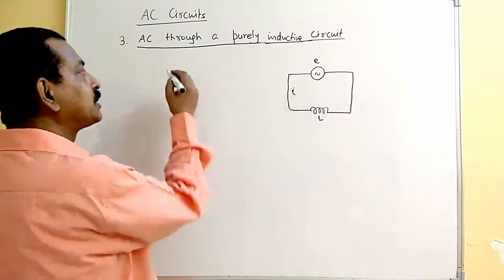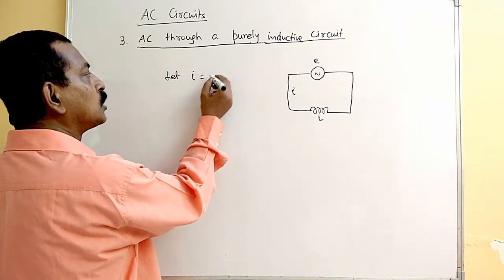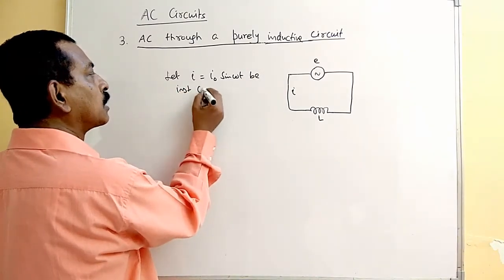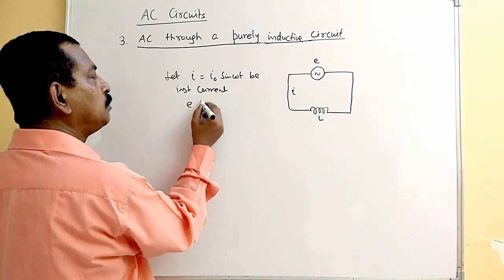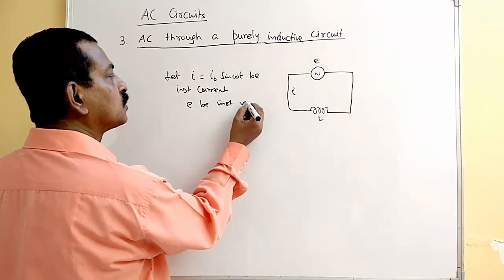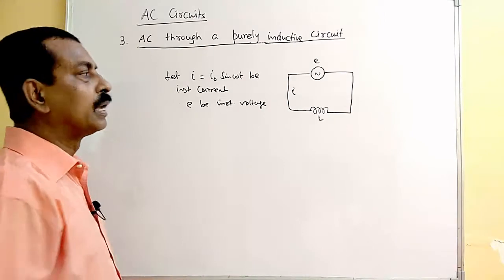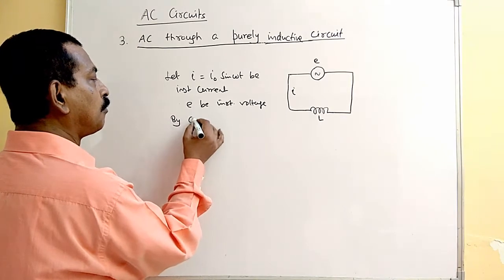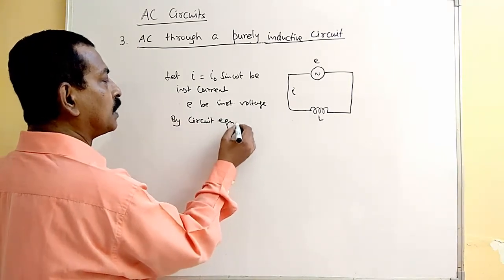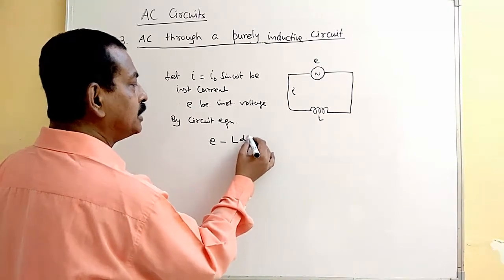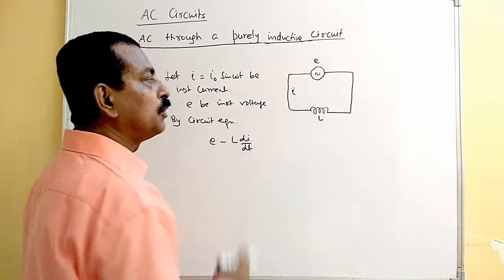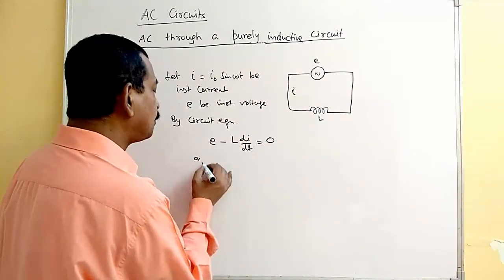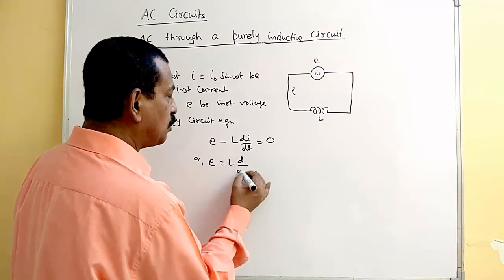So suppose I is the instantaneous current, let I equals I naught sine omega t, and E be the instantaneous voltage in the inductive circuit of inductance L. So by circuit equation, what we can get? E minus L di by dt, because L di by dt will be the voltage across the inductor there. This term should be 0, or E is equal to L di by dt.